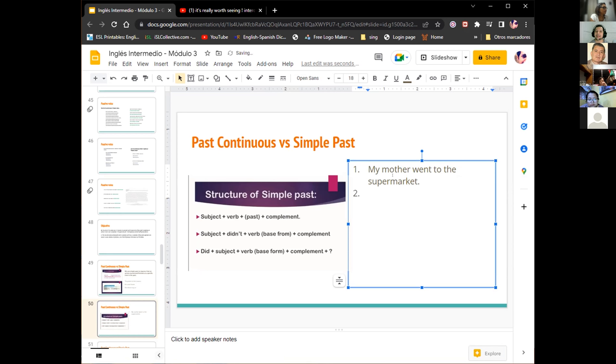Number two, I need a negative one. Subject plus didn't plus verb base form plus complement. A negative one in past, in simple past. My mother didn't go to the supermarket. Very good. My mother didn't go to the supermarket. Very good. And now I need a question. Did plus subject plus verb in the base form plus complement and question mark.